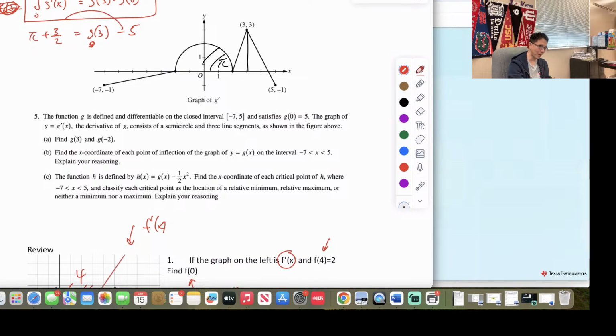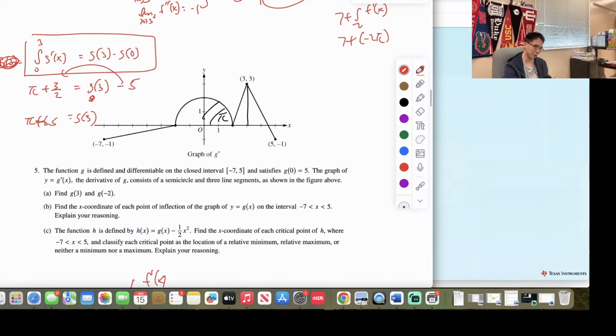So you can move the 5 to the other side. So it'll be 5 plus this, or pi plus 6.5. And that's equal to G of 3. Does that make sense? Very, very easy. I feel like this is the easiest point to earn. You just write out a statement and plug in the values that you have. It's very intuitive. It's not very difficult.